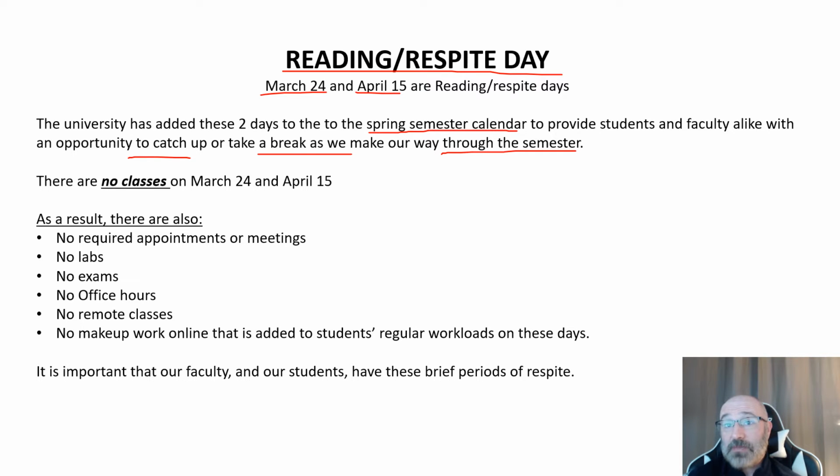Now in a traditional spring semester we'd have our spring break for this. We don't have that this semester with the late start. So this is the university's answer to add these 2 days to the calendar. So during those 2 days on March 24th and April 15th, there are going to be no classes.